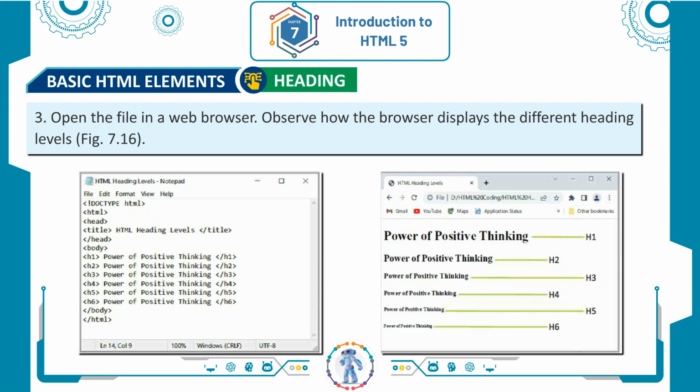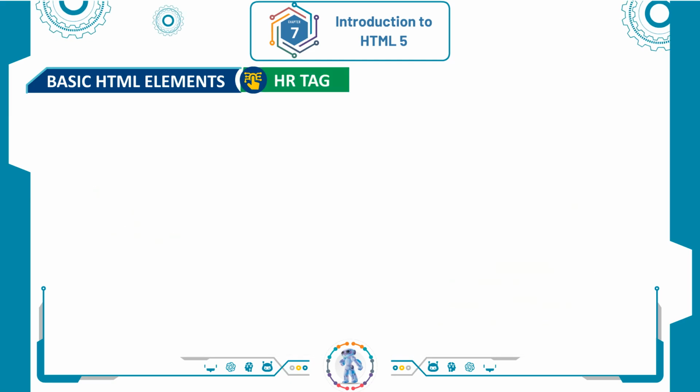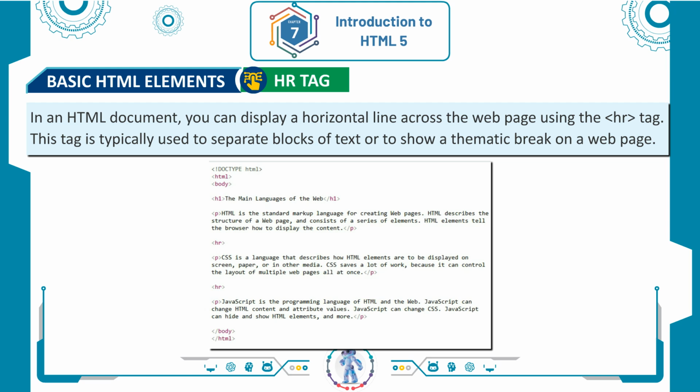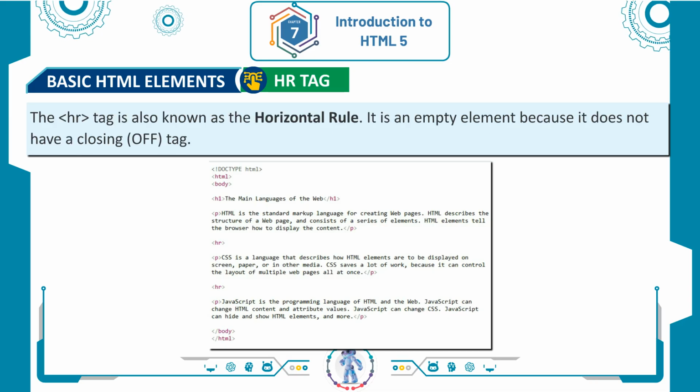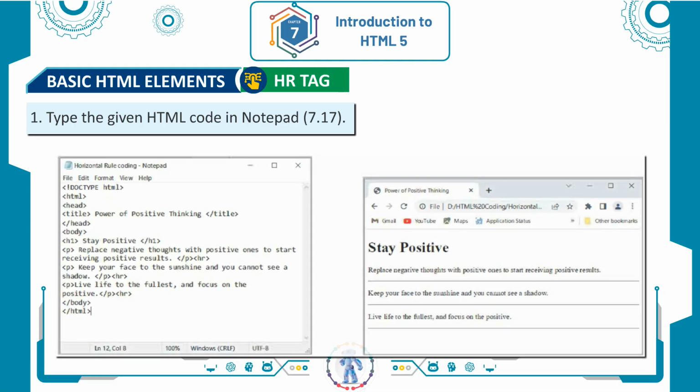Fig. 7.16. HR tag. In an HTML document, you can display a horizontal line across the web page using the <hr> tag. This tag is typically used to separate blocks of text or to show a thematic break on a web page. The HR tag is also known as the horizontal rule. It is an empty element because it does not have a closing tag.